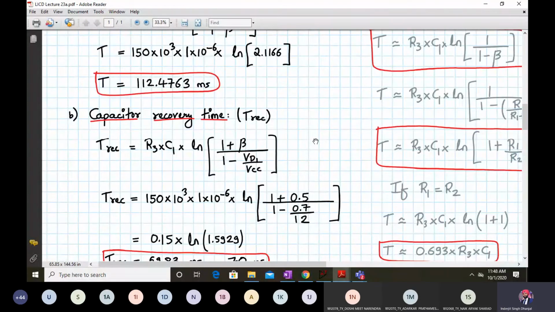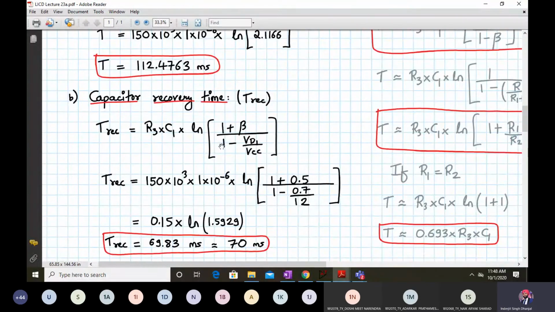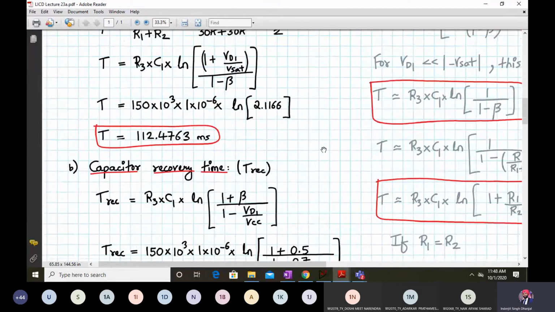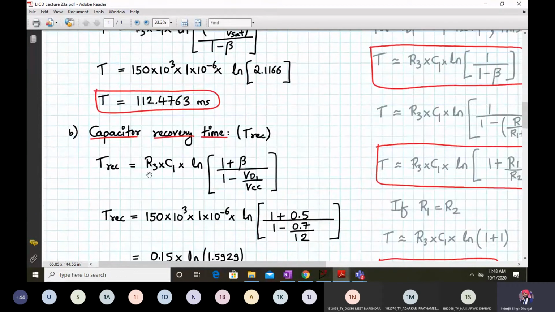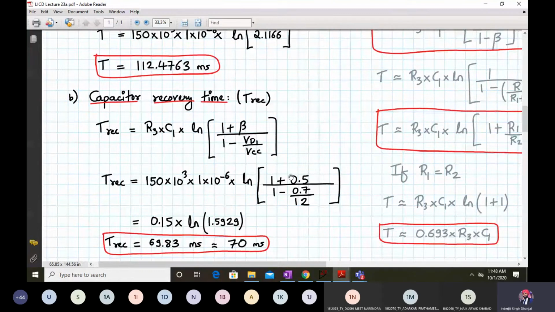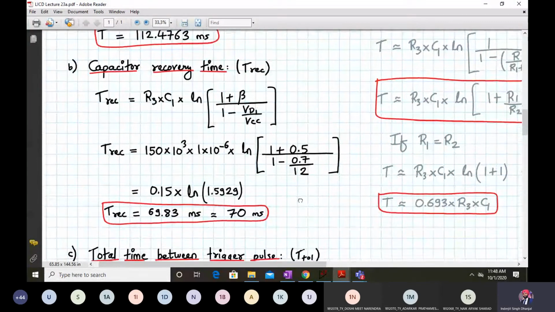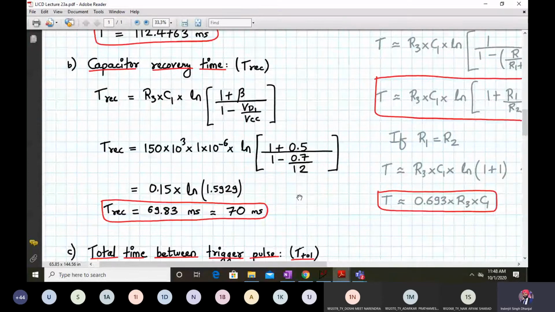Now again, the capacitor recovery time is given by this formula with R3 into C1. Again, don't bother with the formula, we will derive it. Actually, this derivation is not expected directly, but the formula I think will be important. So here it will be R3 into C1 natural log of (1 plus beta) divided by (1 minus Vd1 upon Vcc). After you substitute all the values, that is R3, C1 and these values, you will get the capacitor recovery time as around 70 milliseconds.